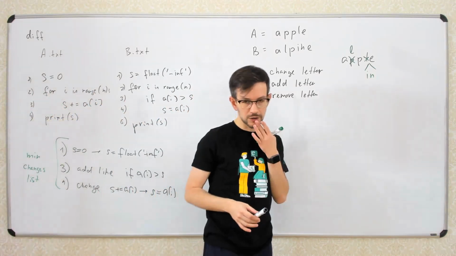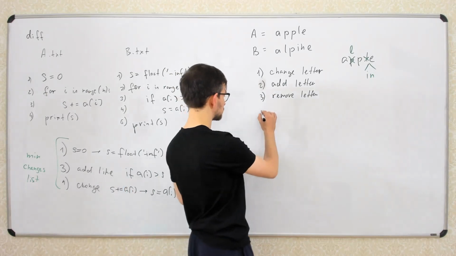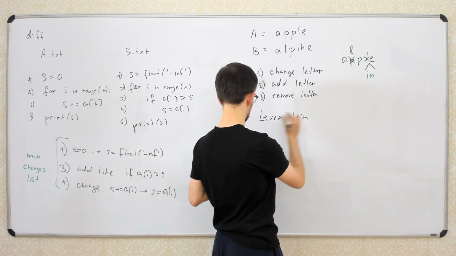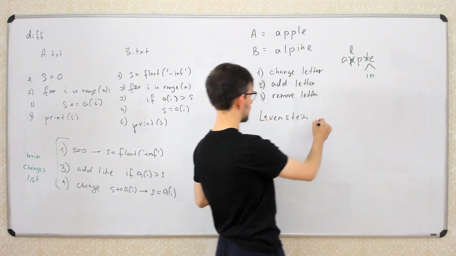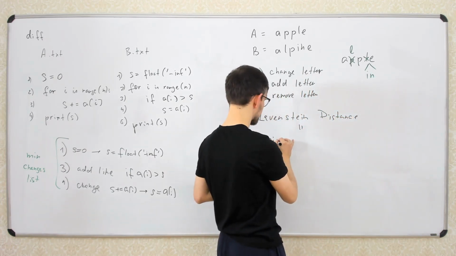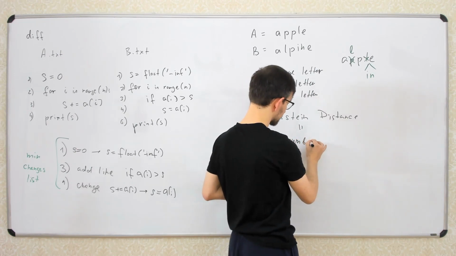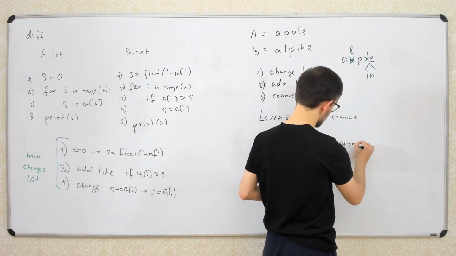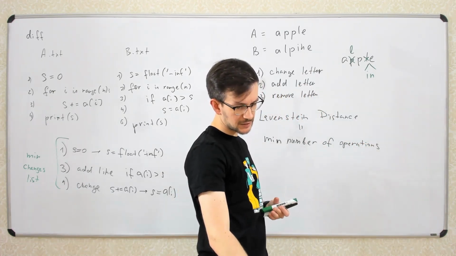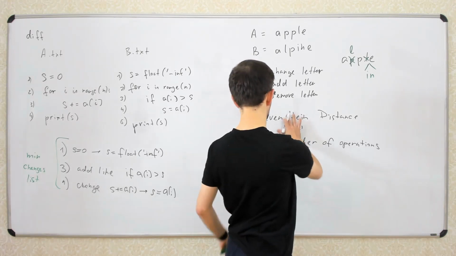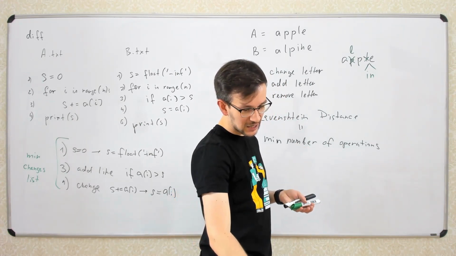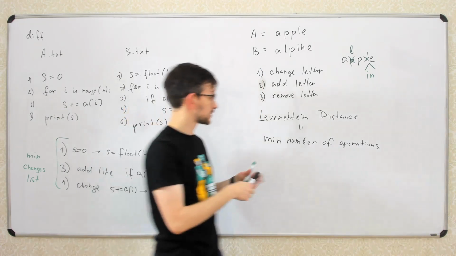This minimal number of operations is called the Levenshtein distance of the words. Levenshtein, like this. Yes, same as edit distance. Sometimes it is called edit distance. Yes, it is the same.